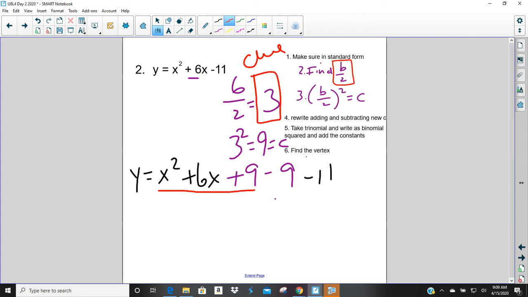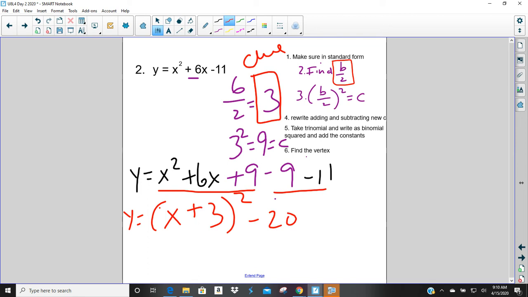And I'm going to rewrite it as a binomial squared. How am I going to do that? I'm going to do, it's y equals, I'm going to do x plus 3. How do I know it's 3? I go up to my clue. The thing in the box is going to be what we're going to write there. It's brainless. Really, it is. If you write it and you put it in a box, you're going to remember, oh, I go up to my clue. That's right. I'm going to square it, and I'm going to add the constants. In this case, it's -9 minus 11, which is going to be -20.